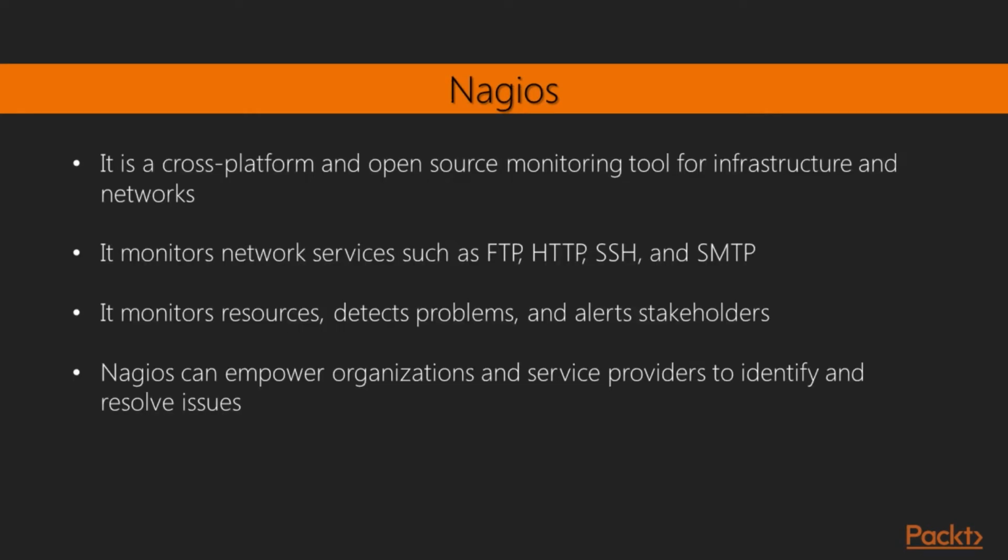Nagios. Nagios is a cross-platform and open-source monitoring tool for infrastructure and networks. It monitors network services such as FTP, HTTP, SSH, and SMTP. It monitors resources, detects problems, and alerts stakeholders. Nagios can empower organizations and service providers to identify and resolve issues in a way that outages have minimal impact on the IT infrastructure and processes, hence ensuring highest adherence to SLAs. Nagios can monitor cloud resources such as compute, storage, and network.